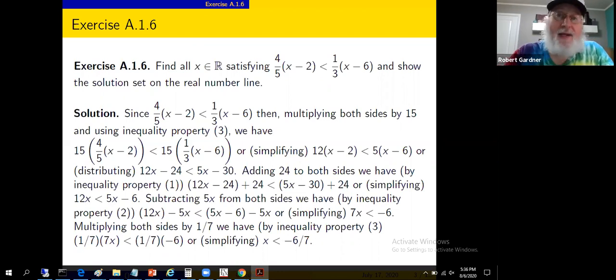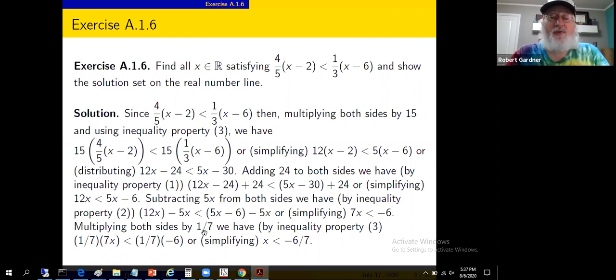All right. We're trying to get x by itself. Let's get all the x's on the left-hand side and the numbers on the right-hand side. It's a strategy that's being applied. So let's subtract 5x from both sides. That doesn't change the inequality. You can subtract the same thing from both sides. Inequality property 2, I complained about it when we stated it. Subtract 5x from both sides, and that produces 12x minus 5x is less than 5x minus 6 minus 5x. Of course, we get the cancellation there. You're left with a negative 6 on the right-hand side. 12x minus 5x is 7x. So we get 7x is less than negative 6.